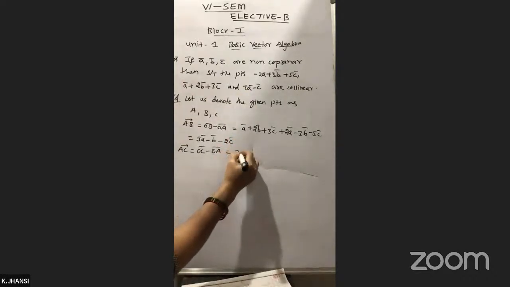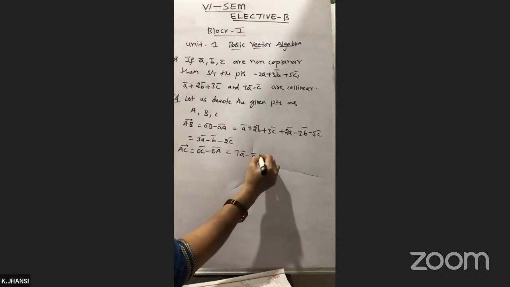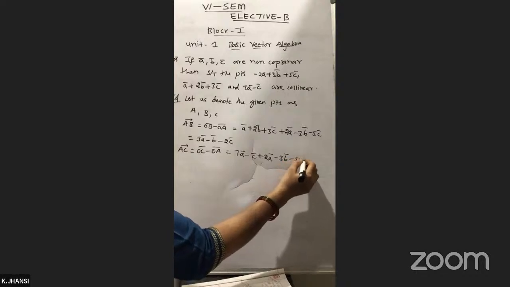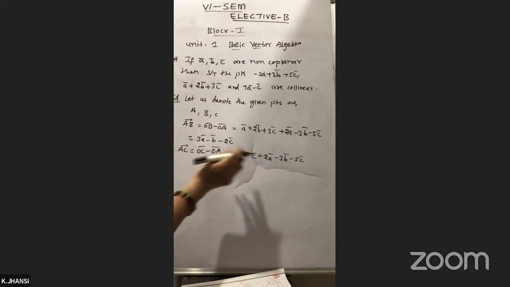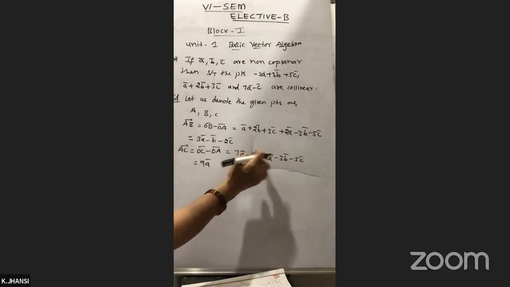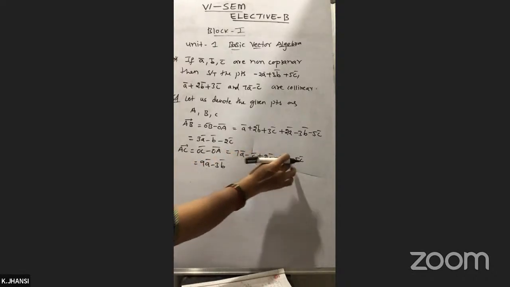So OC is this one, that is 7A minus C minus A, minus of minus plus 2A minus 3B minus 5C. Okay. So 7A is there, 7A plus 2A means it is 9A. Here we are not having B, so the value is 0. 0 minus 3B means we get minus 3B. And minus C minus means minus 6C.